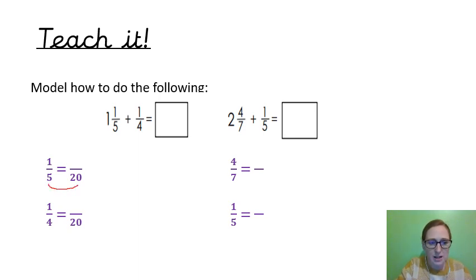If I use my 5 times table, 5, 10, 15, 20, I know that's a times by 4, and whatever I do to the denominator I need to do to the numerator, so I need to multiply them both by 4. 1 times 4 is 4. So 1/5 has exactly the same value, exactly the same size as 4/20. Then if we look at the quarters, what do we need to multiply 4 by to make 20? 4, 8, 12, 16, 20. I multiply it by 5. So if I multiply the bottom number by 5, I need to multiply the top number, ooh, that's wonky, by 5.